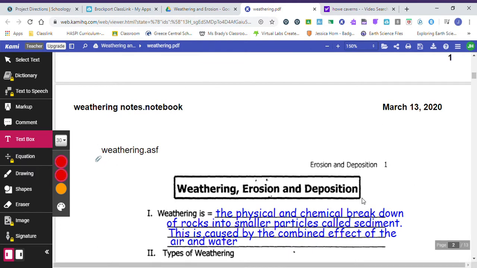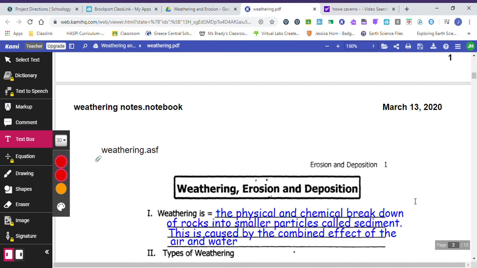Weathering is any kind of physical or chemical breakdown of a rock into smaller pieces. It's usually caused by something in the air and or water. So weathering is some kind of a breakdown of a large rock into small pieces. And you know those pieces are called sediments.